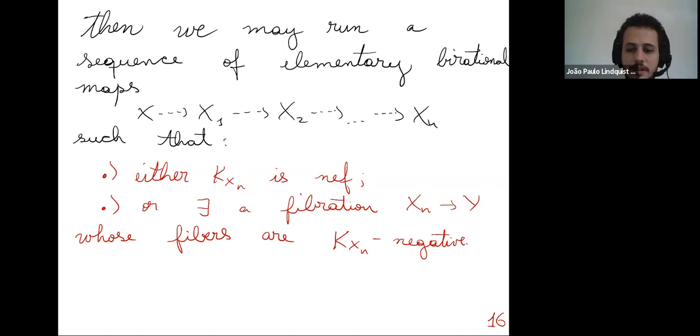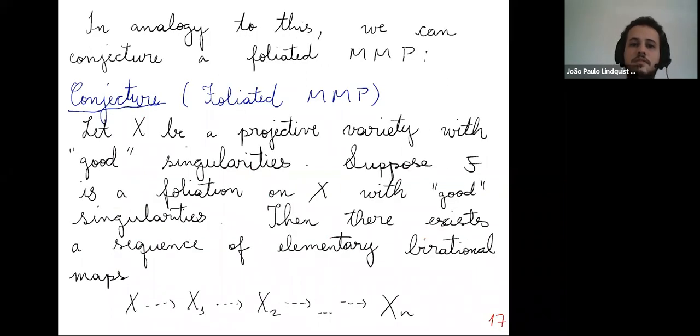So we can make a very analogous statement for foliations. We start with a projective variety with good singularities. I'm not saying what good singularities are, but this is another subject you study. I don't have time to introduce this. So you start with a projective variety with good singularities and a foliation with also good singularities, which are analogous to the good singularities for varieties.